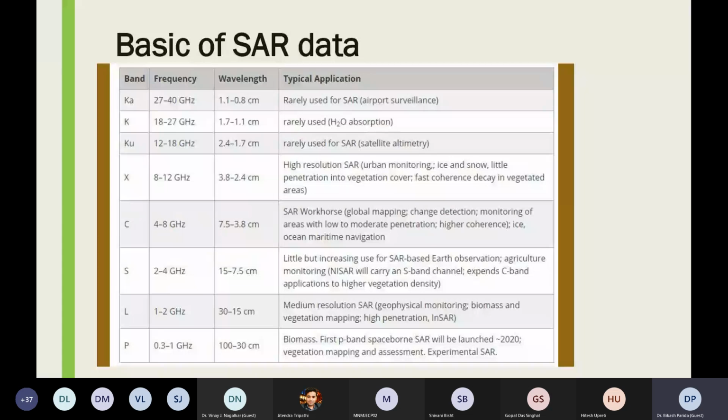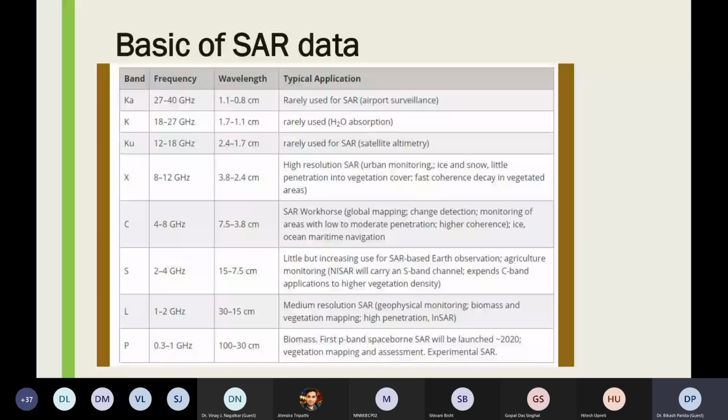ISRO actually launched, somewhere in 2012, one SAR-based spaceborne satellite called RESAT. So RESAT has C band data, and RADARSAT also, many RADARSAT data, use the C band as well as the X band. And then the Japanese satellite has L band data, so they provide data there.